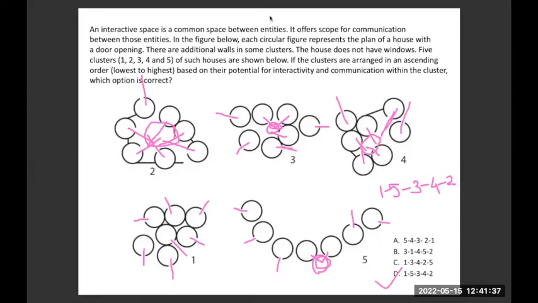Any questions anybody has here? No. Okay.